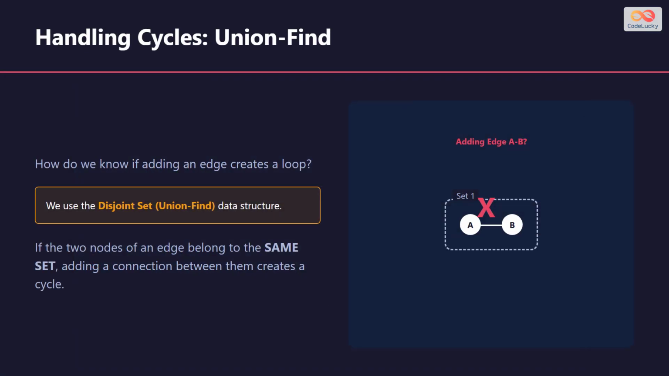The critical part of this algorithm is knowing if an edge creates a cycle. To do this efficiently, we use a data structure called the union find, or disjoint set. If the two nodes at the ends of an edge are already in the same set, connecting them would create a loop, so we must discard that edge.